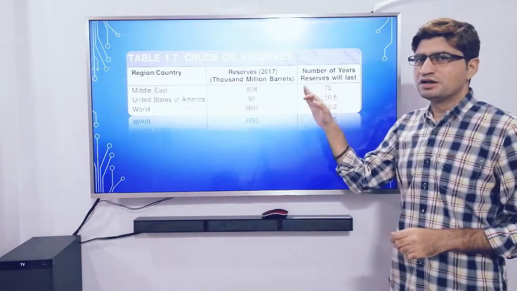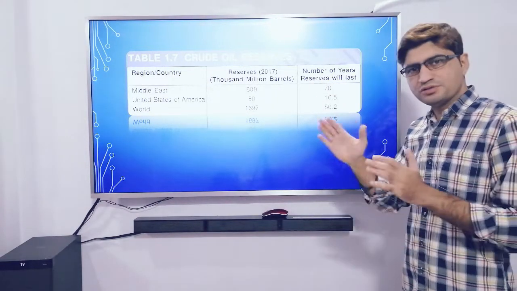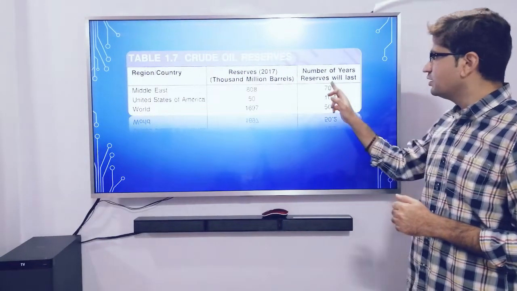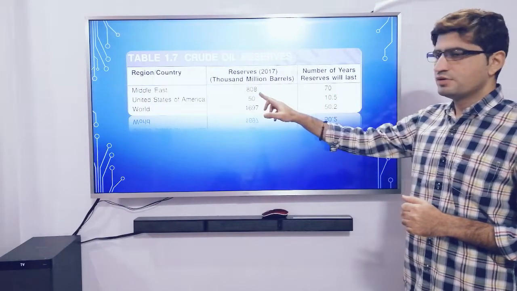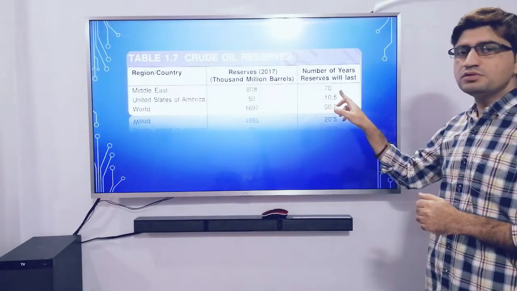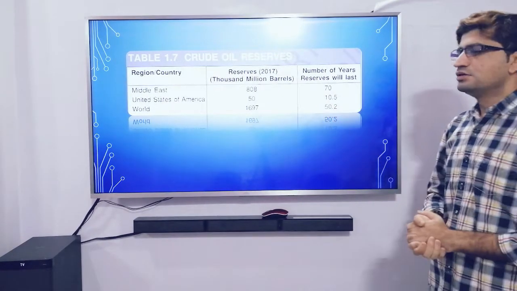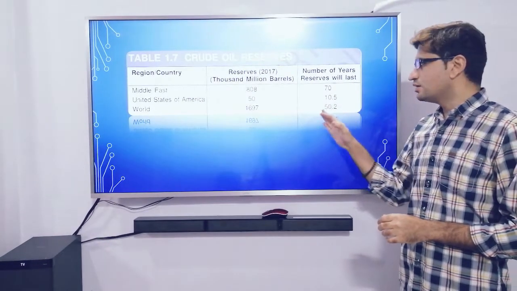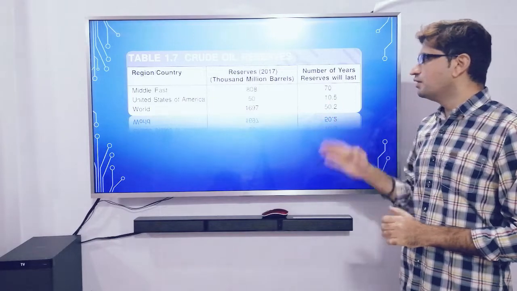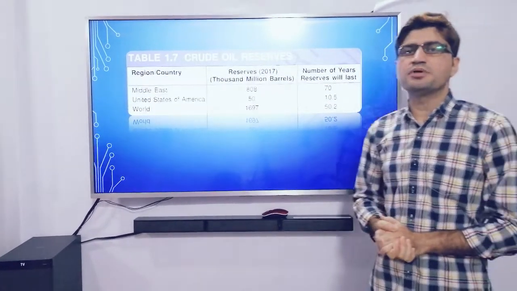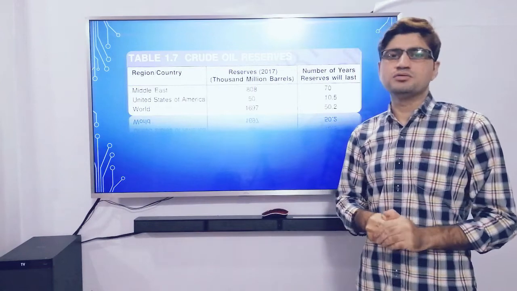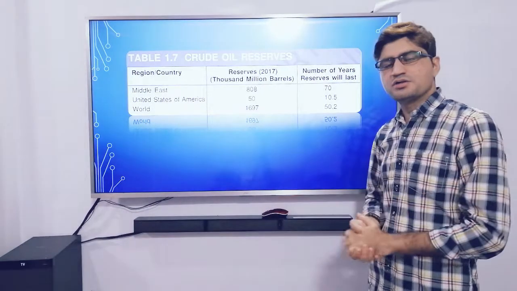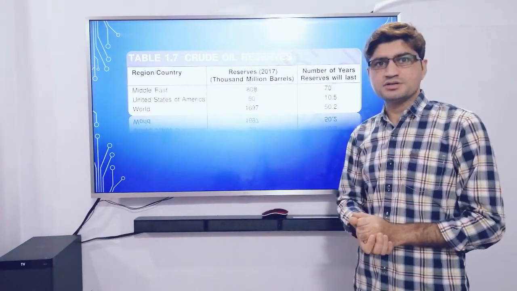This can last up to 70 years if we utilize it at the present consumption rate. The Middle East reserve lasts up to 70 years, the United States of America's reserve only 10.5 years, and the rest of the world's reserve will last up to 50.2 years if we continue to consume at the same rate. So that is a question for us. What about the future generation?